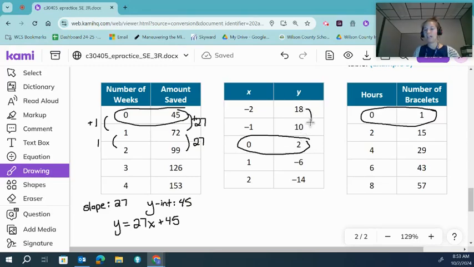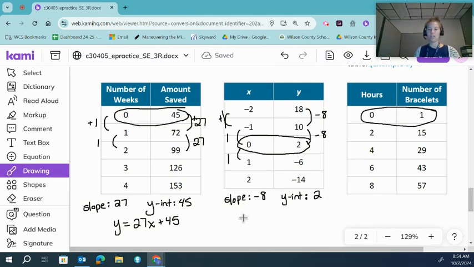This here, so if we take a look, 18 to 10, this is going down 8. 10 to 2, down 8. Okay? And notice negative 2 to negative 1 is plus 1. Negative 1 to 0 is plus 1. 0 to 1, plus 1. So my slope here is going to be the change in y over the change in x, which is negative 8 over 1, or just negative 8. And my y-intercept we circled is positive 2, because that is where x is 0, on my y-axis. Okay, and that is 2.